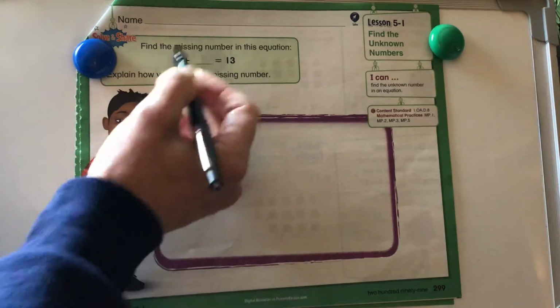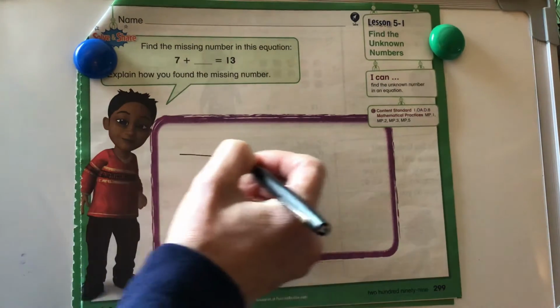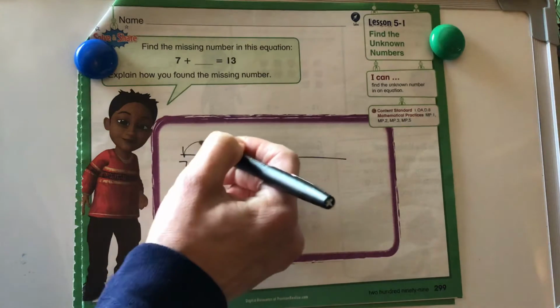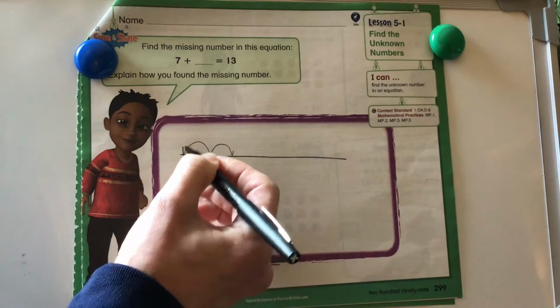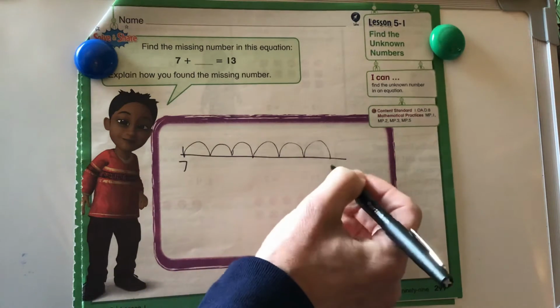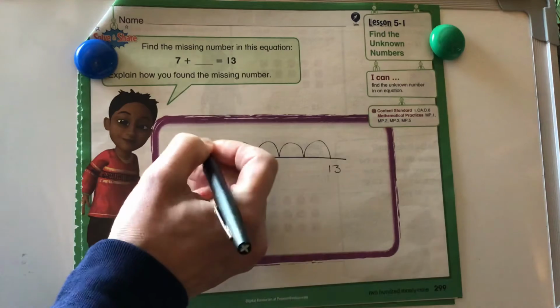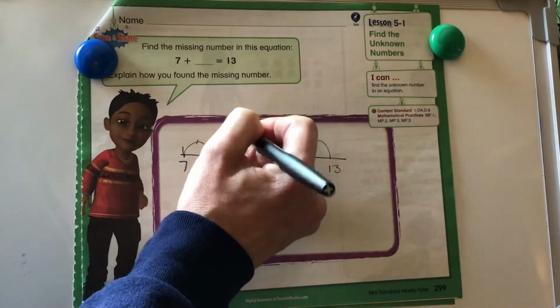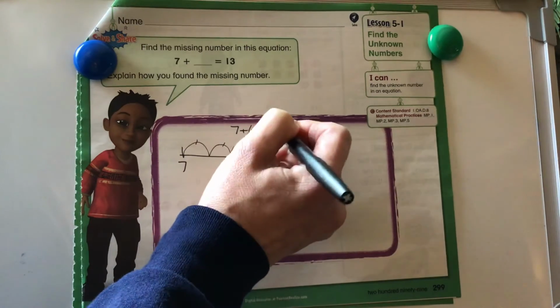Well, what I like to do is kind of count up. We could do a number line if we wanted to. We could start at 7. We could count up to 13. We could go 7, 8, 9, 10, 11, 12, 13. And then we can count how many hops. 1, 2, 3, 4, 5, 6. So I know that 7 plus 6 hops equals 13.